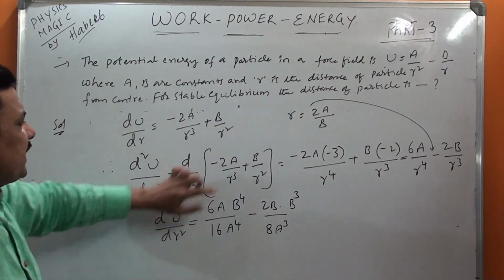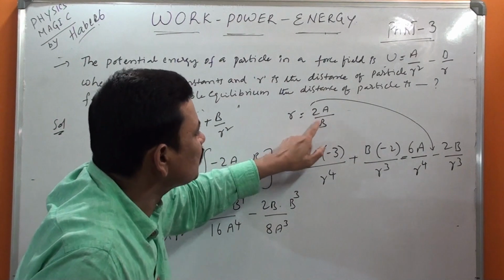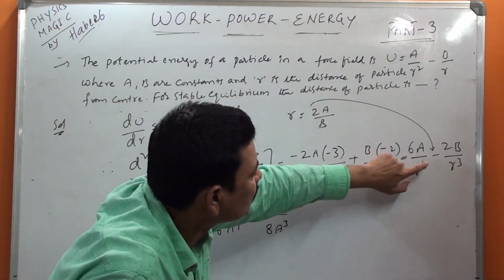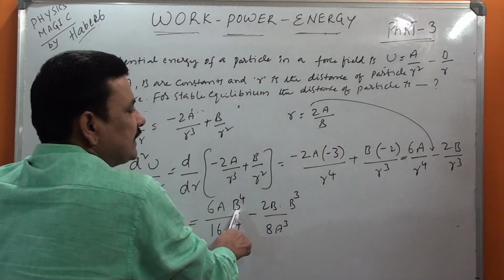Simple, nothing I did. 6a I wrote as it is. R value substituted here. Then 2a by b, whole power 4. 2a power 4 means this one. By b power 4 goes up. Then we got like this.